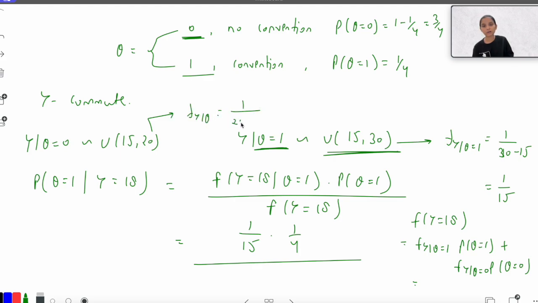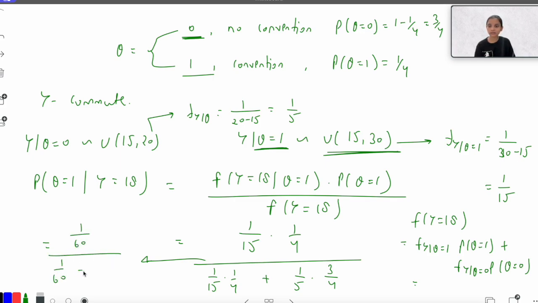That is 1 upon 20 minus 15, and that is going to be 1 by 5. Okay, so if I put in the values, that will be 1 by 15 into 1 by 4 plus 1 by 5 into 3 by 4. If there is a mistake, let me know. So this would be 1 by 60 plus 3 by 20.